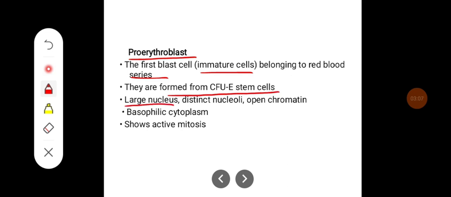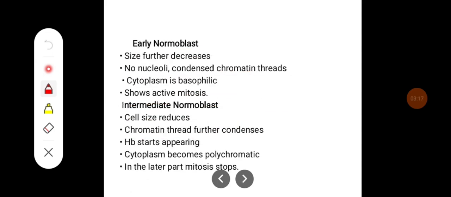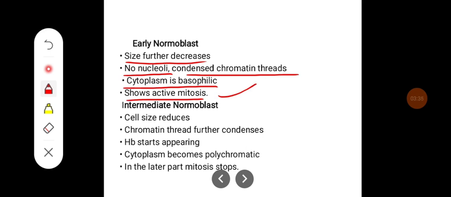They have a large nucleus, distinct nucleoli, and open chromatin, and the cytoplasm is predominantly basophilic and shows active mitosis here. In the early normoblast, the size further decreases. You won't see nucleoli. The nuclear chromatin gets condensed into threads. The cytoplasm is basophilic here and it shows active mitosis. That is, they still proliferate.